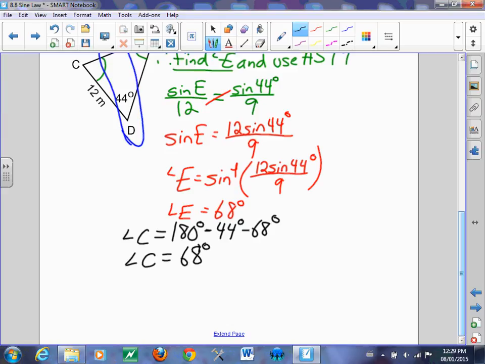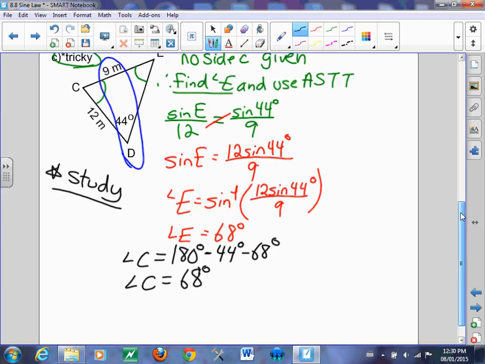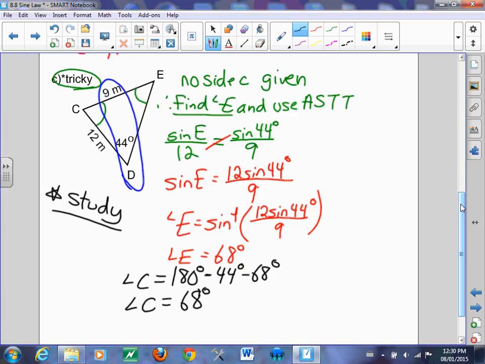So here's a strategy. I want you to make sure you study this one, because this one's popular for a unit test and for the final exam because it's tricky. It's your higher level thinking. Again, we weren't able to find side length C, so we didn't use that strategy. We had to pick a different strategy, which was our geometry strategy: if you find two angles in a triangle, you can find the third.